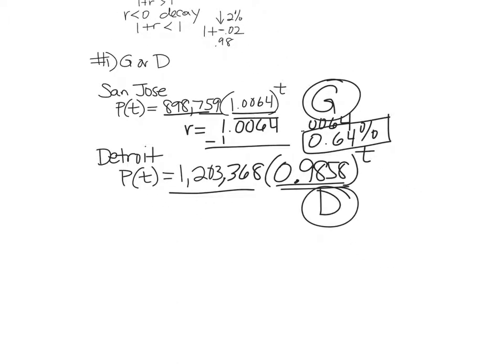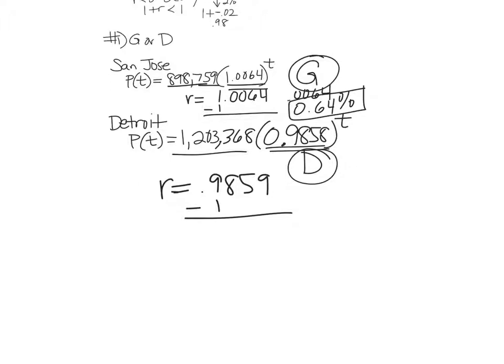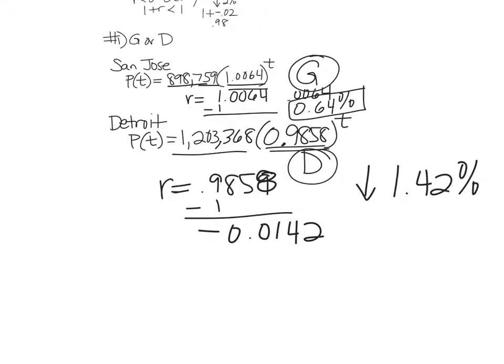Now over here, Detroit, we knew it was decay, 0.9858. So what I like to do to find r is I'm going to go 0.9858, and I'm going to subtract 1 from it. And then I get negative 0.0142. So you could say that it is declining at a rate of 1.42%. I don't know if the book just says they make it positive and they say that it's decreasing or decaying at that rate, or if they leave it negative. Either way, it's fine. Okay?